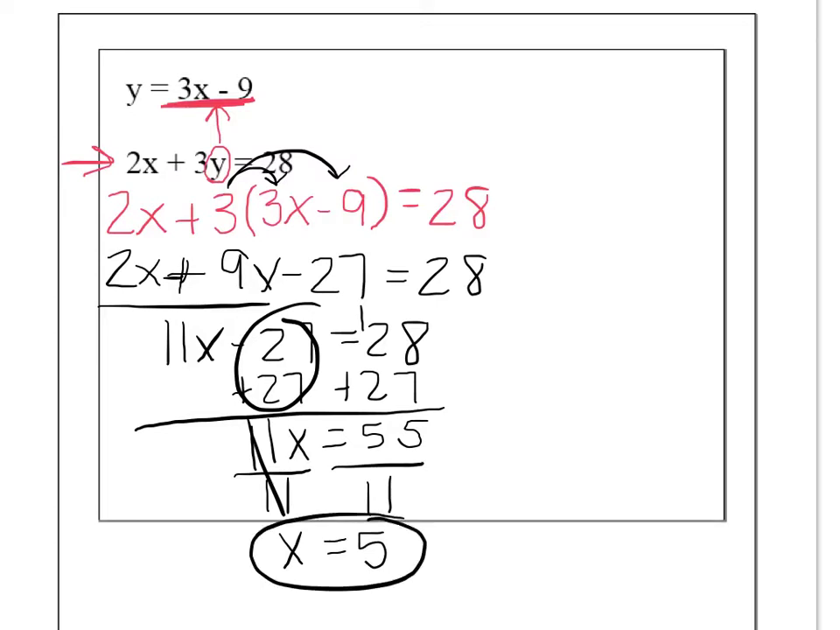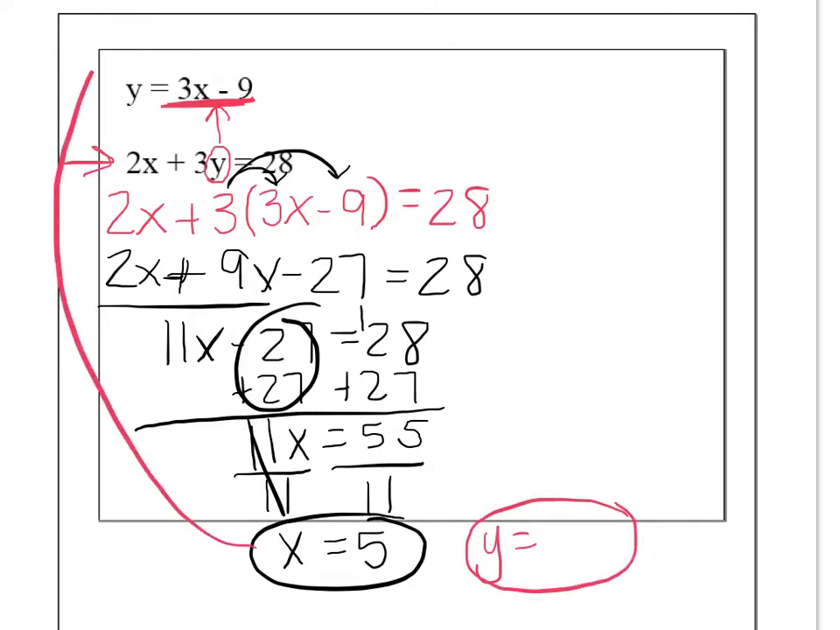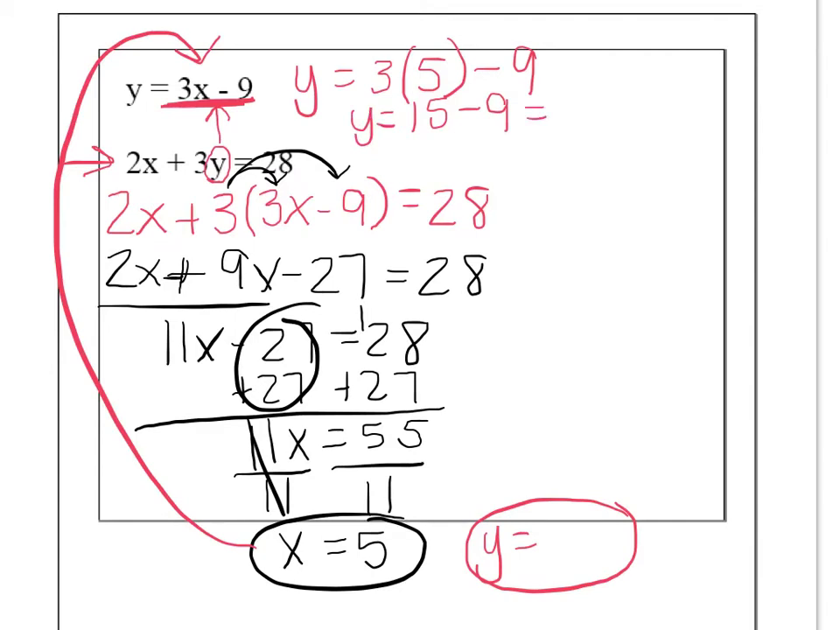We're not done yet because we still need to figure out now what y equals. So I'm going to take what x equals and I'm going to plug it in to this equation here. So y equals 3 times, in this case 5, minus 9. 15 minus 9 is going to give us 6. So y equals 6.